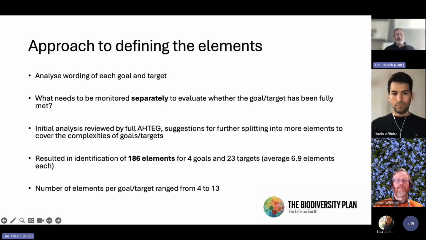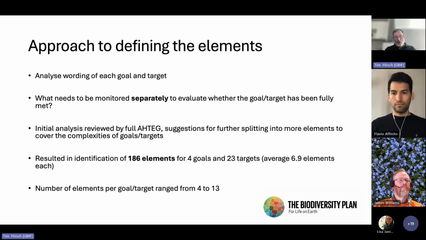So how did we do that? Well, really the starting point was something of a textual analysis of what are often, as we mentioned, very complex, very complicatedly worded targets. There are lots of sub-clauses, there are lists. In some cases, when you analyze it, you realize that some parts of the target really refer to actions and other parts refer to outcomes or outputs. And so it's that sort of parsing of the wording of a target which can help to analyze really what it was that the parties agreed to in the wording of the framework.